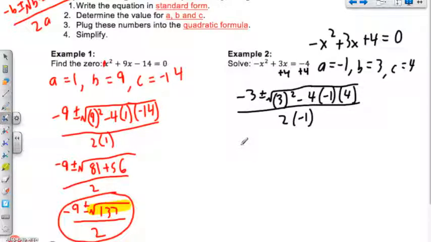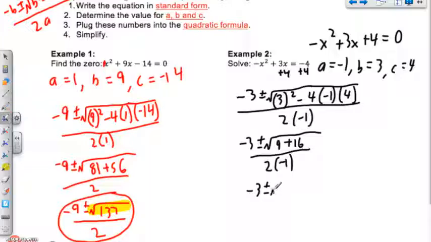So we are going to do negative 3 plus or minus the square root. 3 squared is 9. And negative 4 times a negative 1 times a positive 4 is going to be a positive 16 over 2 times negative 1. So we will have negative 3 plus or minus the square root of 25 over negative 2 if we go ahead and multiply that out.